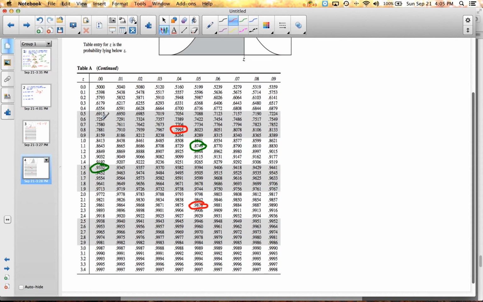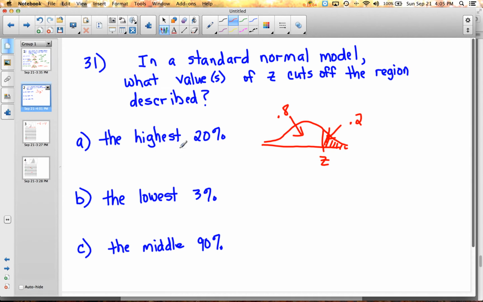So now I have to find the z-score. I look over here and I see 0.8. And then I look up here for my hundredths place. So it looks like I have a z-score of 0.84. And that's actually my answer. So z equals 0.84. And remember what that means: z tells me how many standard deviations above or below the mean I'm at. So I'm not quite a standard deviation above the mean.